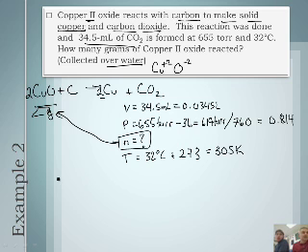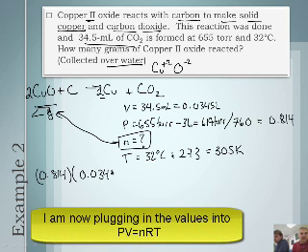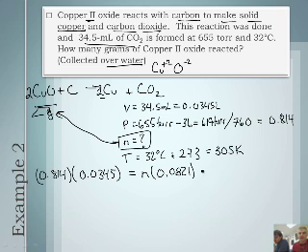All right, so let's do it. P is 0.814. I'm not going to put the units in there. V is 0.0345, n we don't know, R, of course, 0.0821. Notice I'm just plugging in my numbers, and my temperature is 305. When you solve, n is 1.12 times 10 to the negative third, and that's moles of carbon dioxide.